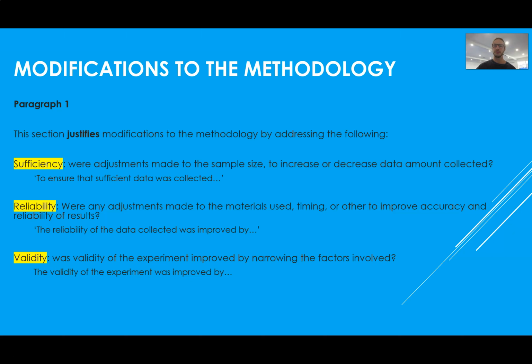You may not do all 3 of these, hopefully definitely 1 or 2, but also the validity is another aspect that you can think of. So if the validity was improved by narrowing different factors involved in this experiment, then state that here. Lastly, you can make a final statement on how all other variables were controlled as per the original experiment. So this template is what I've taken off the QCAA exemplar. So I do encourage you to really read those and follow this.